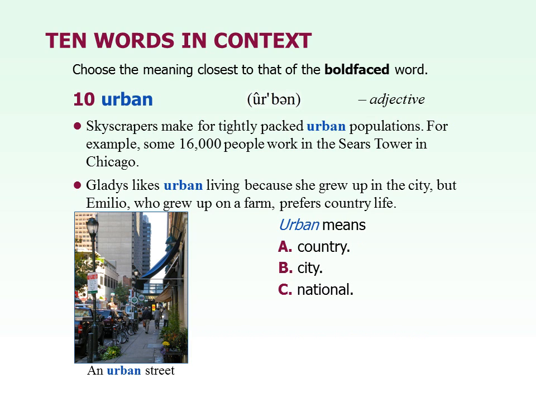The last word in this is urban. It's an adjective. Skyscrapers make for tightly packed urban populations. For example, some 16,000 people work in the Sears Tower in Chicago. Gladys likes urban living because she grew up in the city, but Emilia, who grew up on a farm, prefers country life.